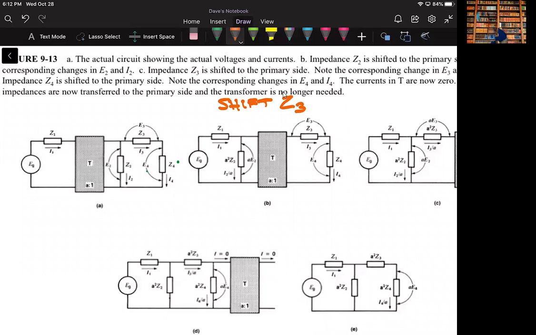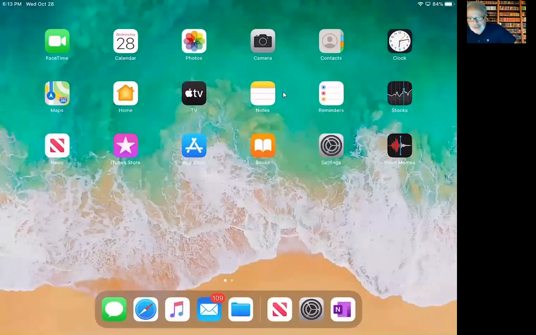All right, so the first impedance that we shift is this. Now, again, this is actual, but we have this idea that the apparent impedance to the source is this a squared Z from the secondary side. So there we go again with that wonderful thing occurring.